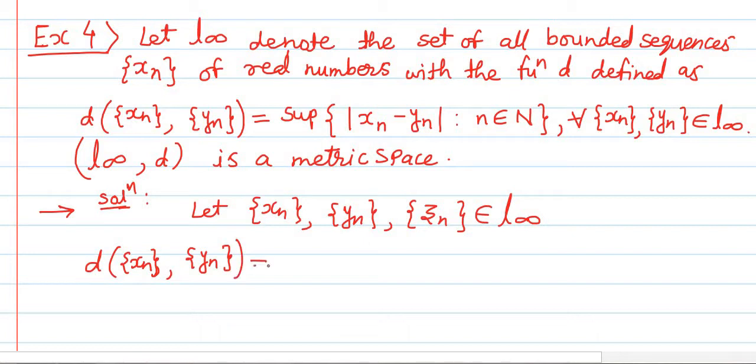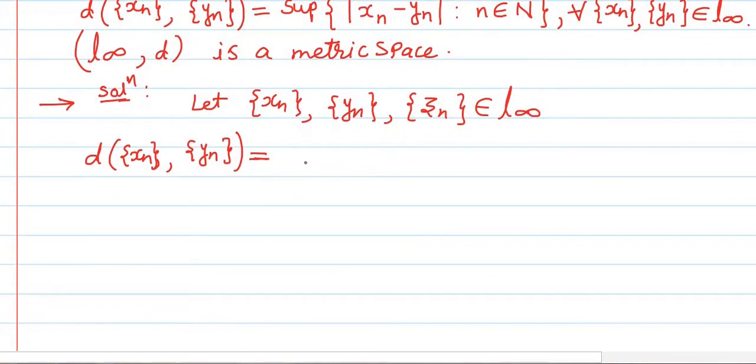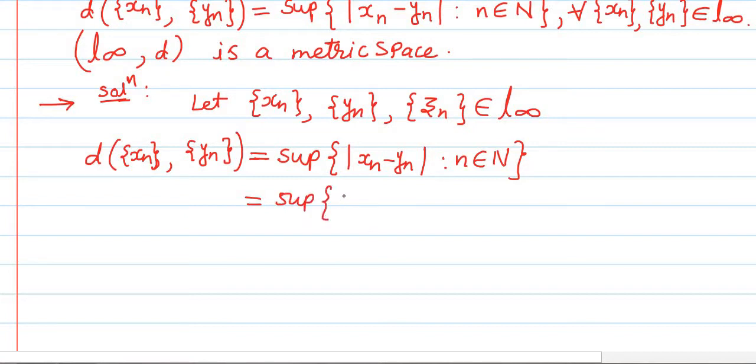Okay, this is equal to, using the definition of the d function of this example, the supremum of the set of mod of xn minus yn, where n ranges over N. Now, which is the same as the supremum of mod of xn minus zn plus zn minus yn, and this is again for every n belongs to N.